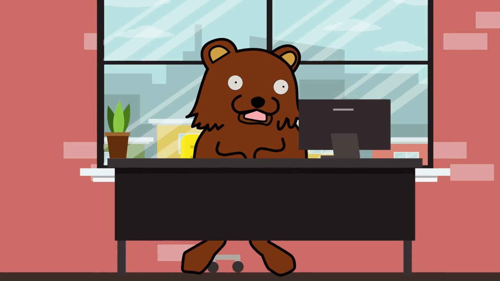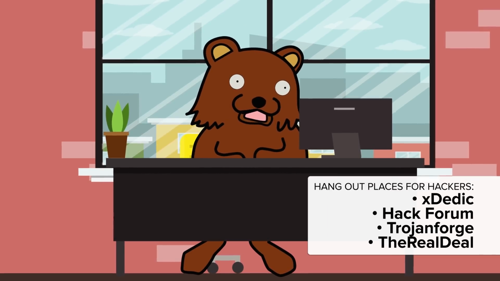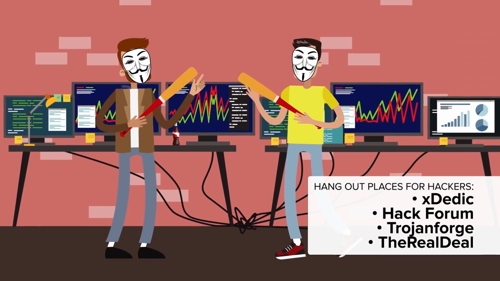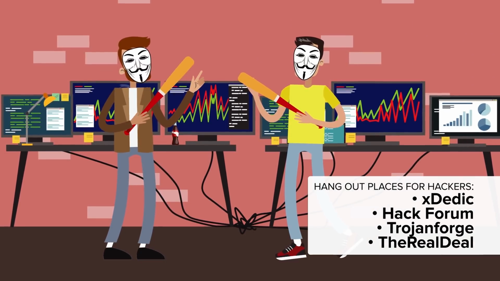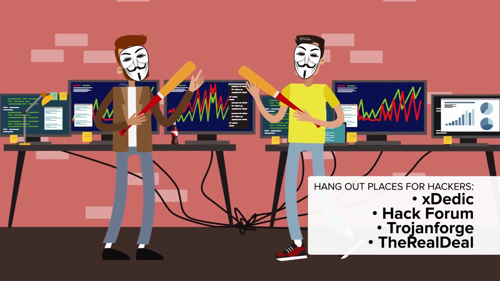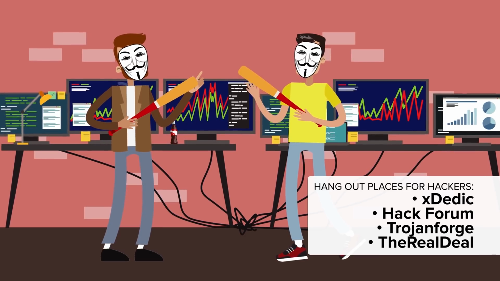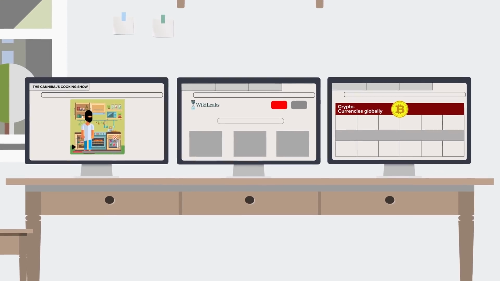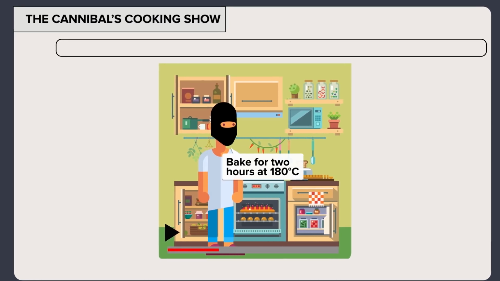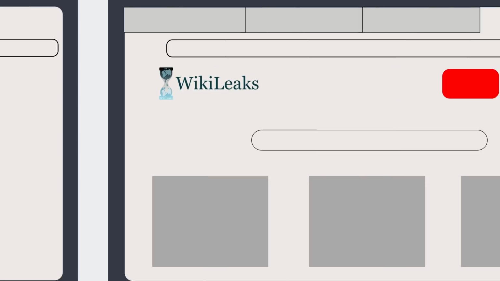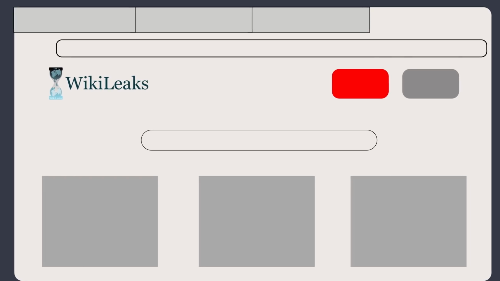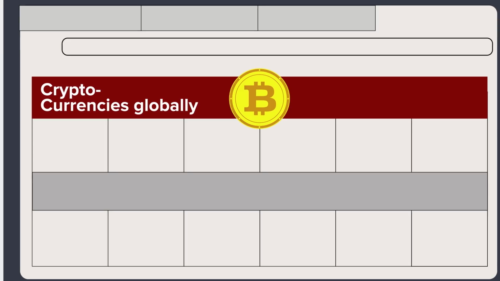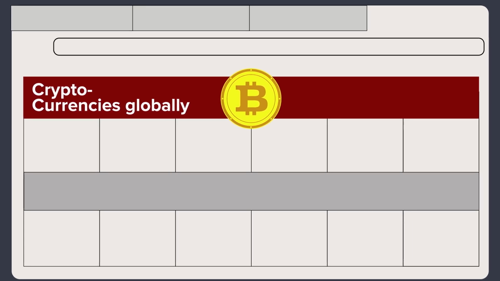It is also a place for hackers to hang out. Groups such as Xdedic, Hack Forum, Trojan Forge, and The Real Deal meet up here, and in a strange twist of cyber fate, some of these groups have been known to target and uncover the pedophile groups who also hang out there. So in some instances, the dark web polices itself. Other questionable content to be found on the dark web include recipes for cooking human meat and sites to hire a hitman. Whether the sites offer practical services or are of a more entertainment nature is open to conjecture. You will also find political whistleblowing sites and cyber currency discussion sites.